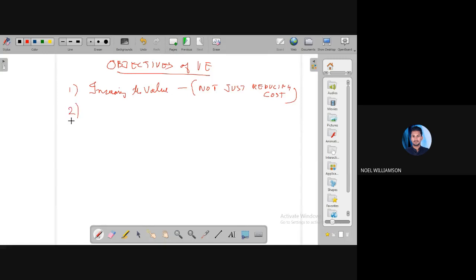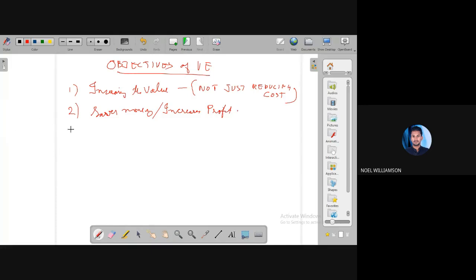Second one, saves the money or increases the profit. Main thing. When we say reducing money, we know that it means increasing the profit, right? The main motto of anything is to increase the profit or save the money.